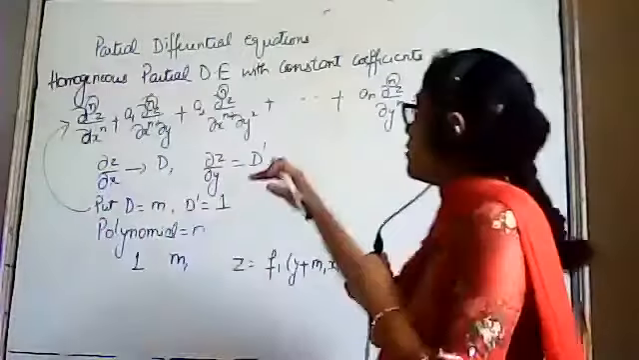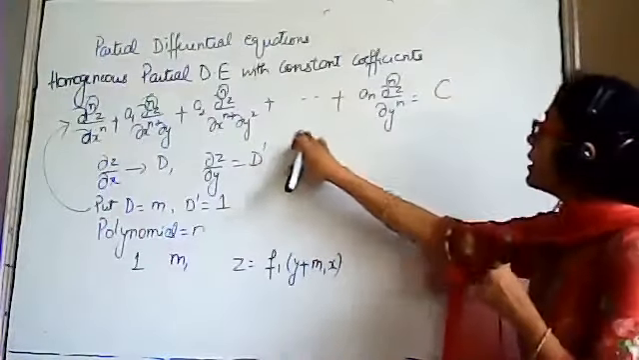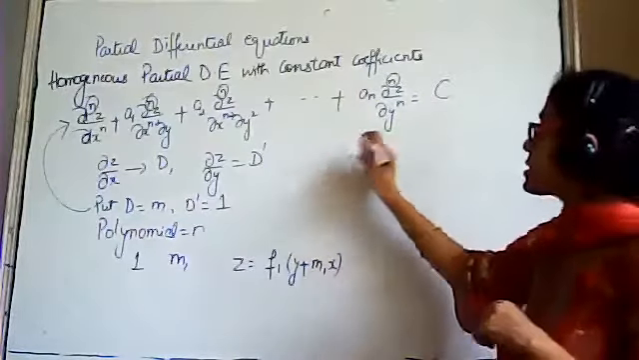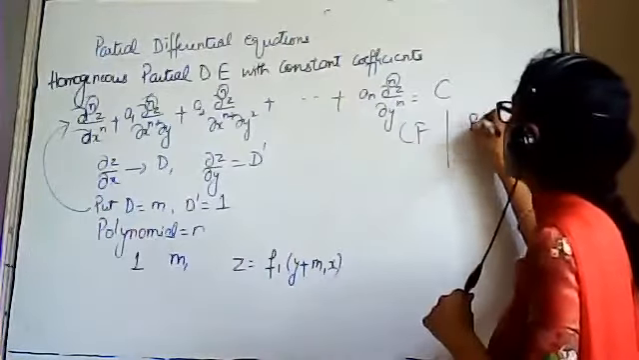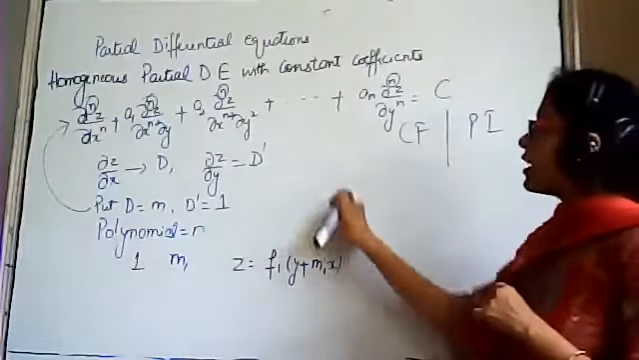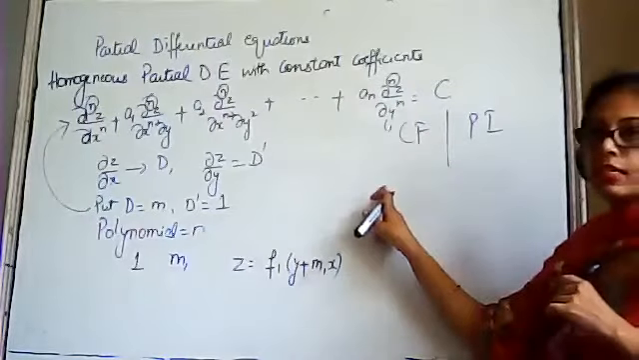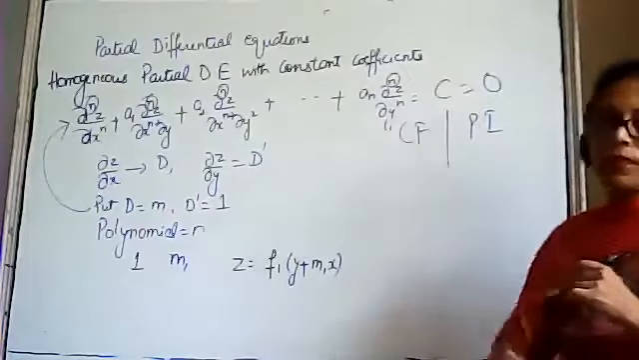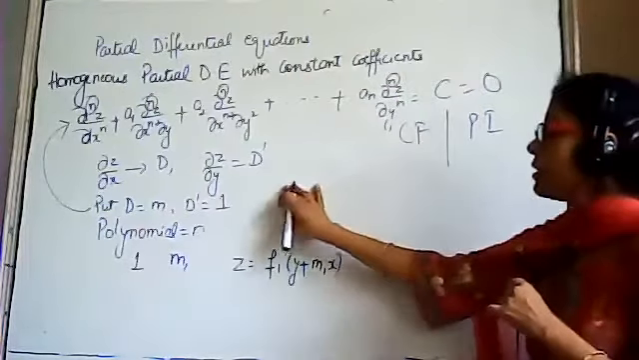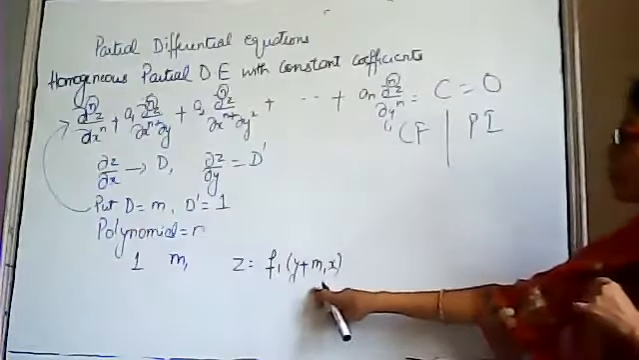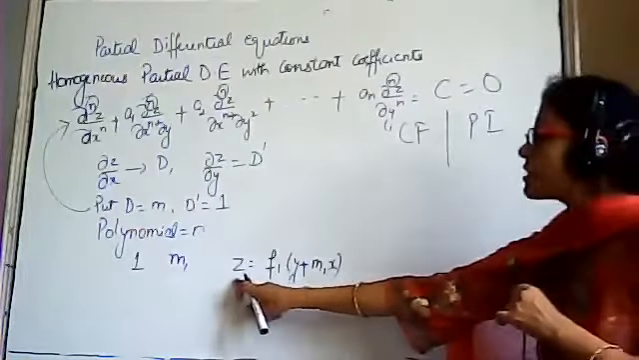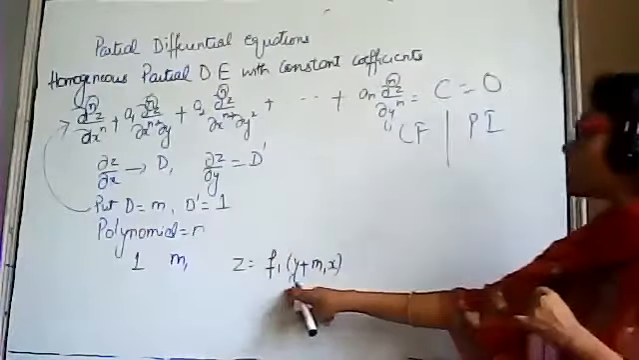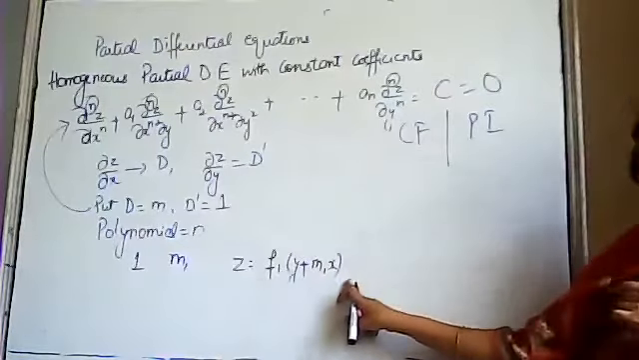This equation has two types of solutions: number one is the complementary function and the other is the particular integral. Firstly, we are talking only about the complementary function. In case of the complementary function, we take the right-hand side as 0. From this an equation will be formed, and we will see the types of roots. If we have only one root, the solution will be f1(y + m1x).